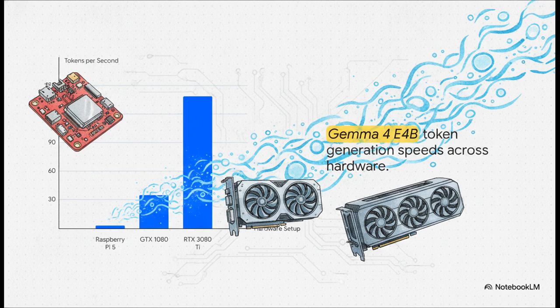But watch what happens when we scale up. If you move over to an older, mid-range workstation GPU, something like the GTX 1080, you are suddenly hitting a very comfortable 30 to 40 tokens per second. Let's call it an average of 35. And if you step up to an RTX 3080 Ti, it nearly triples that number, rocketing to roughly 105 tokens per second.